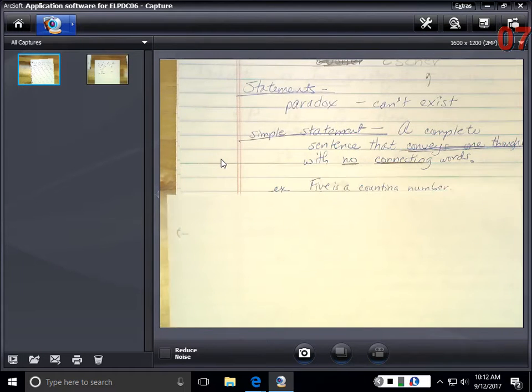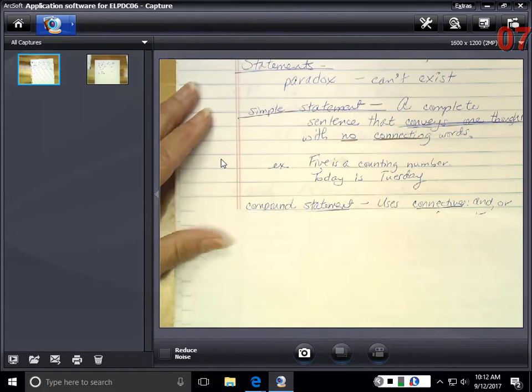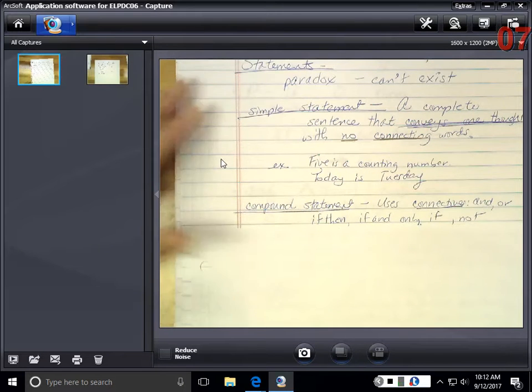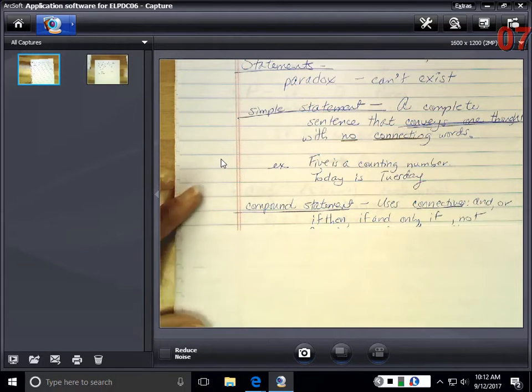Okay. Now, here's some examples. 5 is a counting number. Today is Tuesday. A compound sentence, of course, means it uses connectives like and, or, if then, if and only if, not. So those are compound if they have connecting words in there.